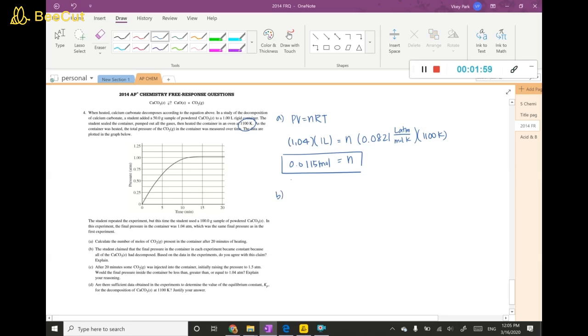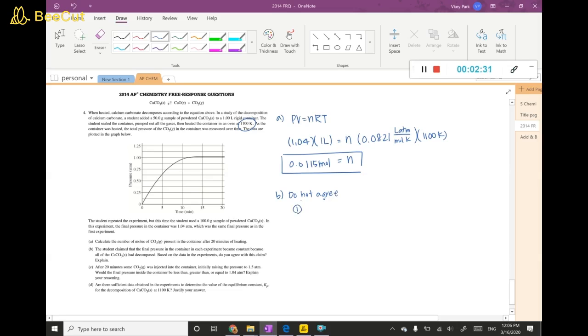B says the student claimed that the final pressure in the container in each experiment became constant because all of the CaCO3 had decomposed. Based on the data in the experiments, do you agree with this claim? So they're saying that the final pressure in the container in each experiment became constant. No, we do not agree, because here's one of the explanations.